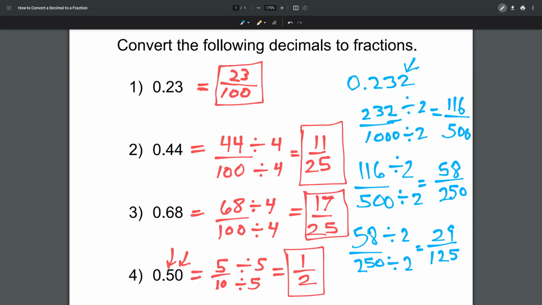Okay, so now we have both odd numbers. So we can't divide by 2 anymore, but we have to look. Well, 29, let's see. It's not really divisible by anything besides 1. So I think at this point we have to say, okay, well, we can only divide a 1 or a 29 out of this. This is not divisible by 29. And if I divide it by 1, it doesn't change. So we're just going to leave it as 29 over 125. And there we go. We simplified 0.232 into 29 over 125.